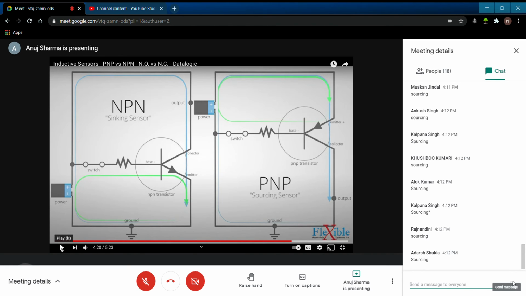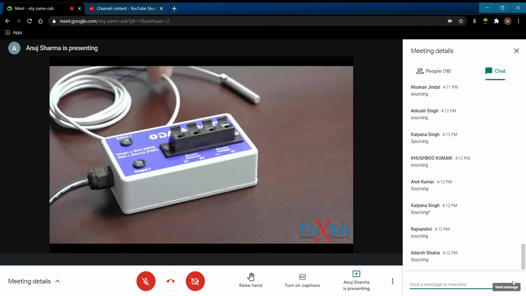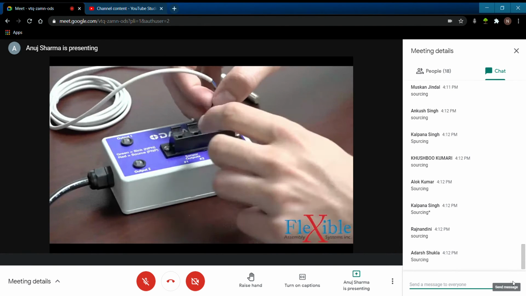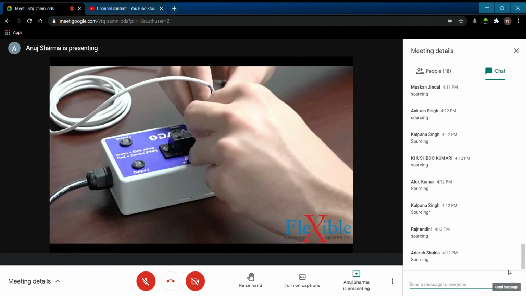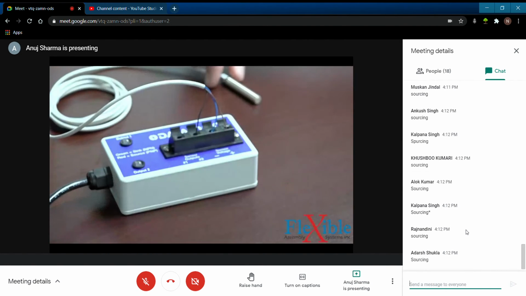PNP sensors are sourcing sensors that are connected to a sinking PLC, and NPN sensors are sinking sensors that are connected to a sourcing PLC or sourcing output. Ground. That makes these transistors complicated. In an NPN inductive proximity sensor, the output will go low when it detects a metallic object. PNP will be the exact opposite. When picking one or the other, make sure they are compatible with the PLC.